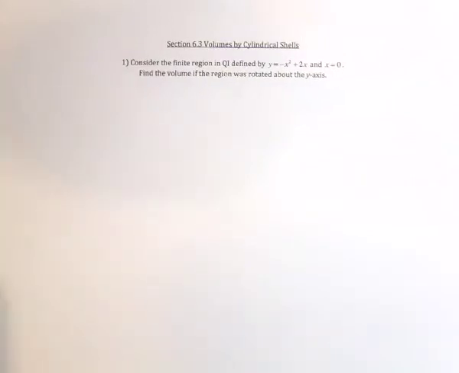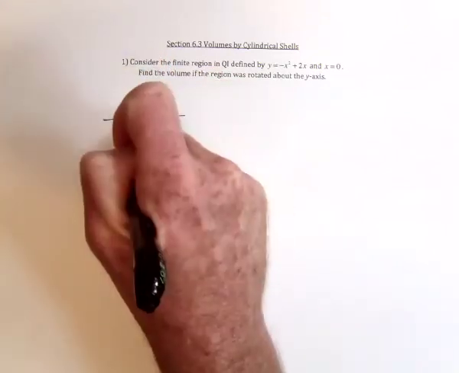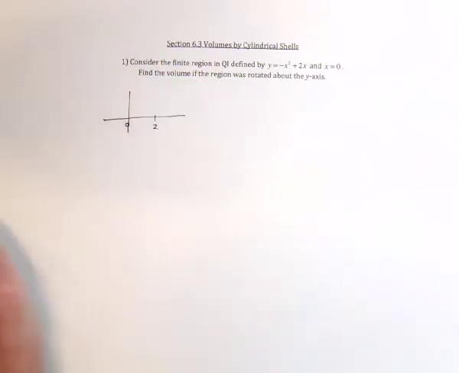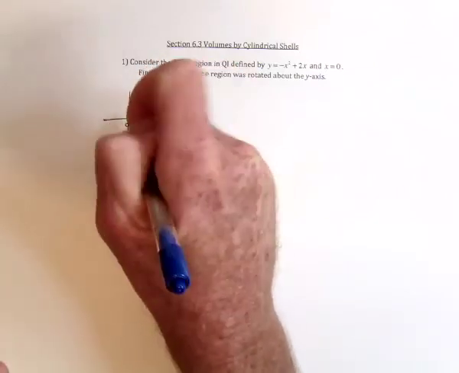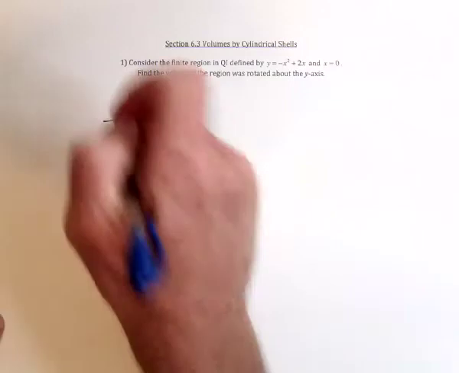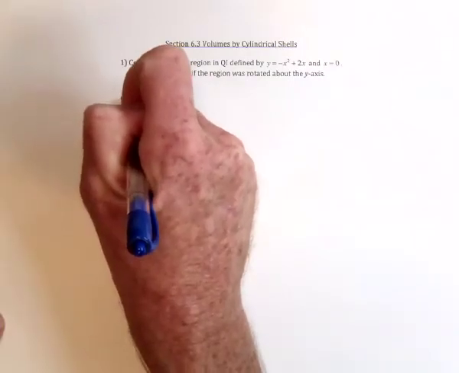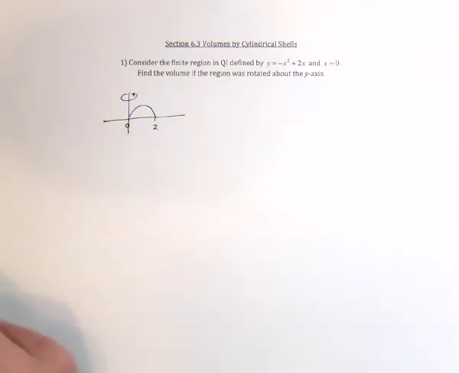From 0 to 2 are the limits for x, and then it's a little arc, a little parabola. So take this region and then rotate it about the y-axis. So rotate it this way. If you rotated that, it would look sort of like someone took a bagel and cut it in half. It would be the top half of a bagel. So find the volume of this top half of a bagel.